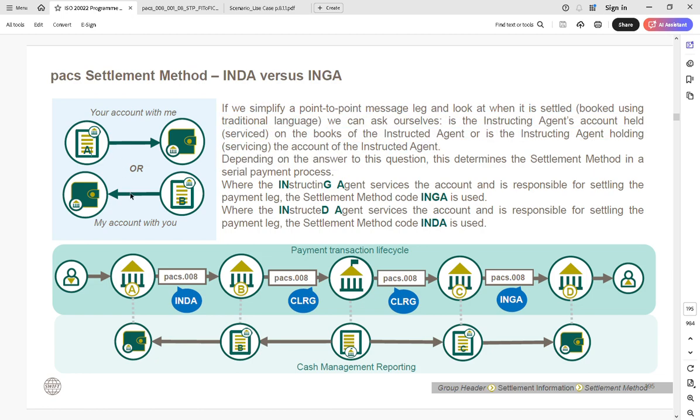Okay, that is a simple mention here. Is my account with you, or is this account servicing taken from this one? This is very tricky and technical language. Don't fall for this. I will tell you simply what exactly you have to remember.